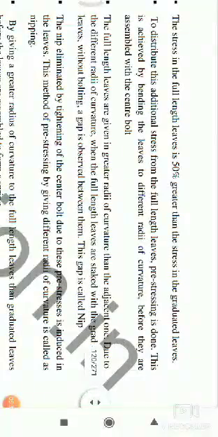To distribute this additional stress from the full length leaves, pre-stressing is done. How is pre-stressing done? This is achieved by bending the leaves into different radii of curvature.